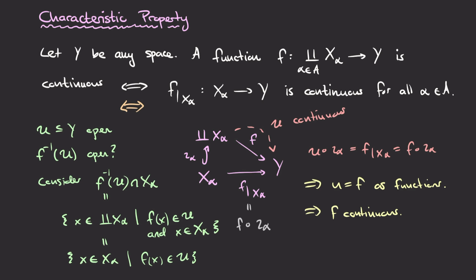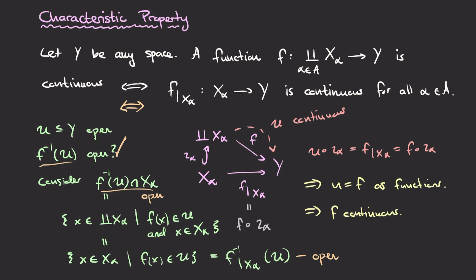And now finally, this set is just the pre-image of this restricted function, f restricted to X alpha, of the set U. Now by assumption, each of these f restricted to X alpha is continuous, so this set will be open, which shows that also this set here is open. Since this holds for an arbitrary index alpha, this means that the intersection of this pre-image under f of U intersected with each of the component spaces is open, so it itself will be open.